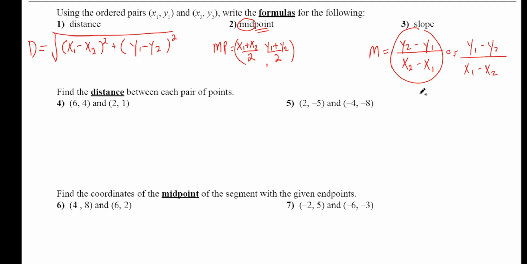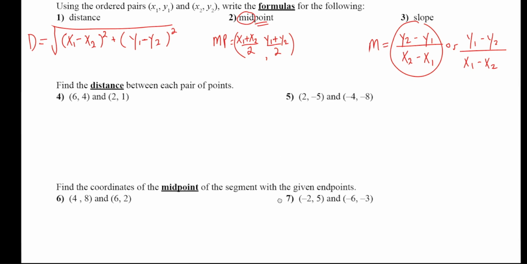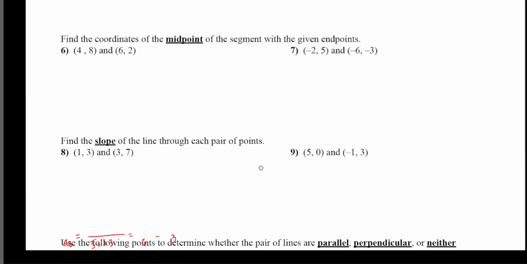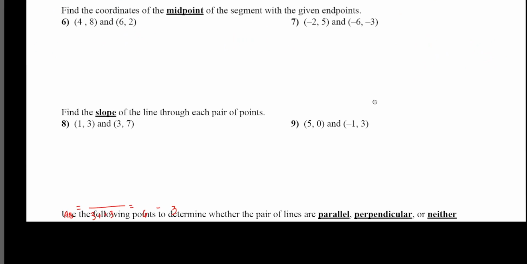Now, I wrote them down. Now let's put them into practice. This is what you're going to have to do on the test. Right, on the quiz I have two of these. I have two distance ones. On the test, I'm only going to put one distance one on there. Same thing with midpoint. There's only going to be one midpoint and only going to be one slope. Everybody got that?